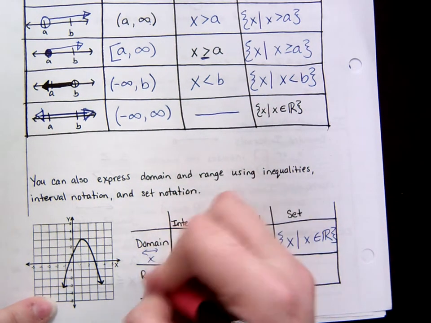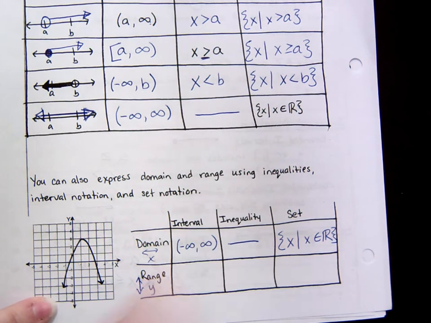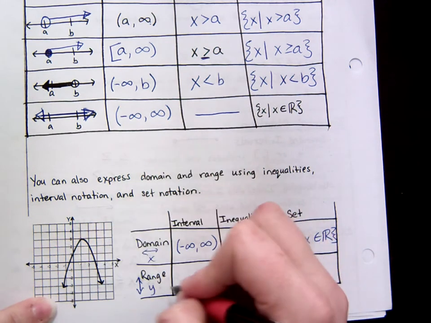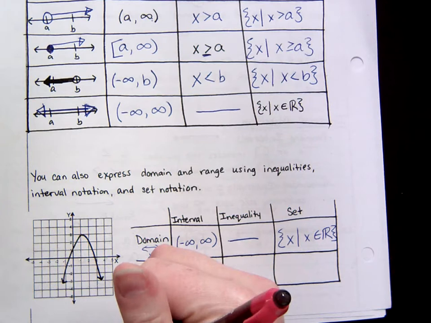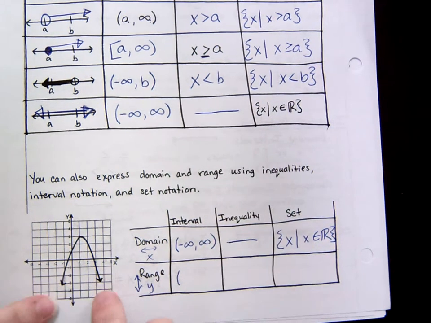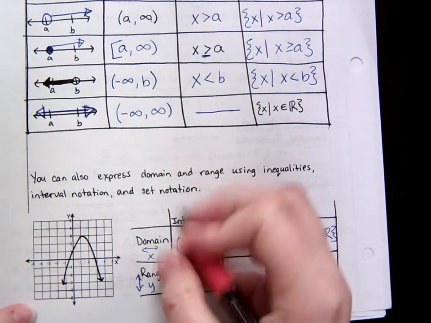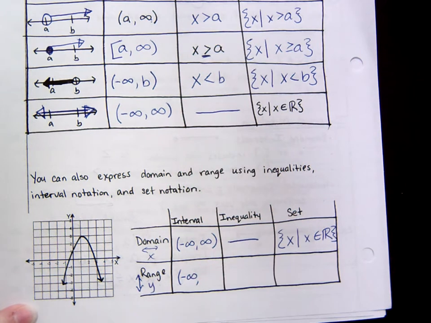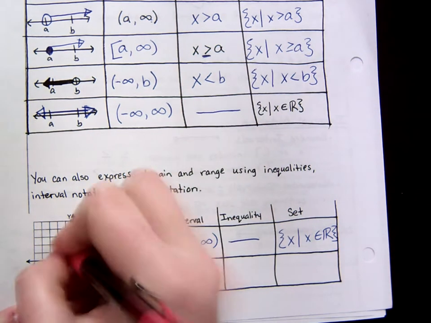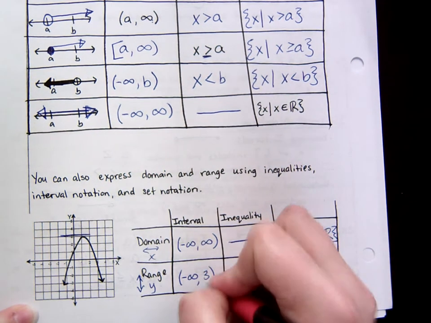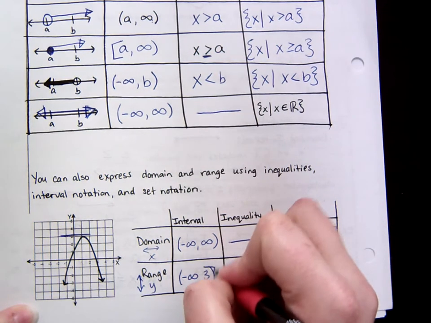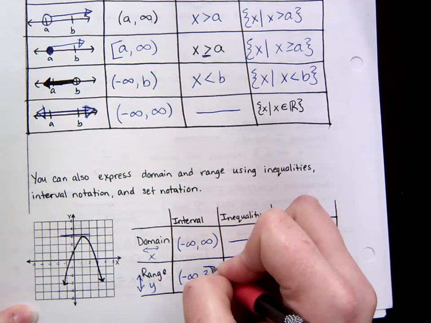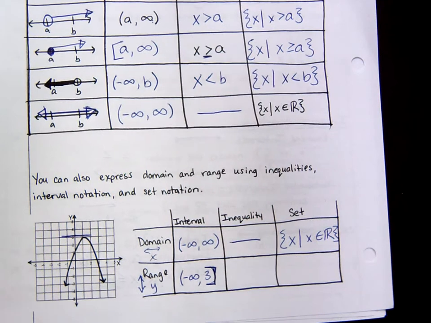Range is your y's. That's your up and down. Now, the lowest it can go is what you start with, but there is no limit to how low it goes because it goes down forever. So that means it starts with negative infinity. But the highest it goes is here at 3. And because it can actually equal 3, you use the straight lines to close your interval notation.